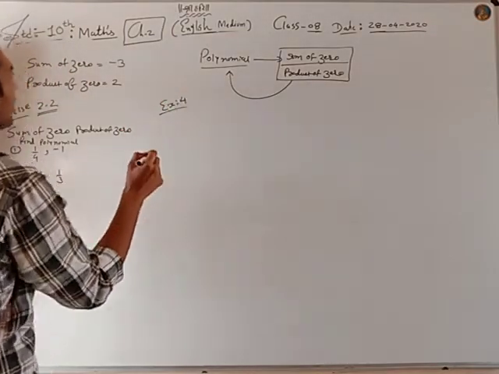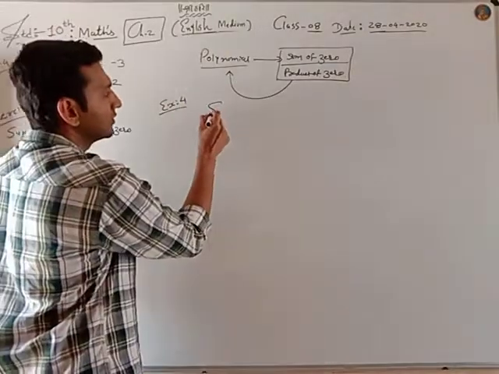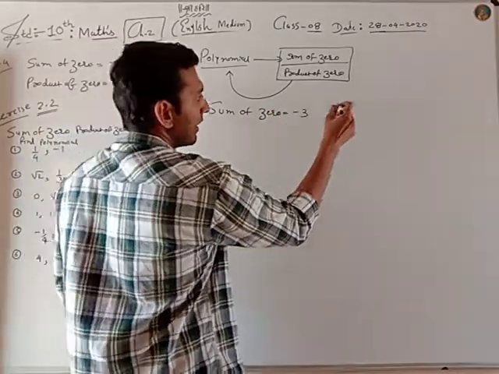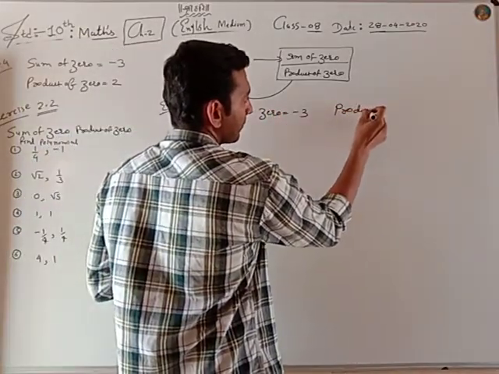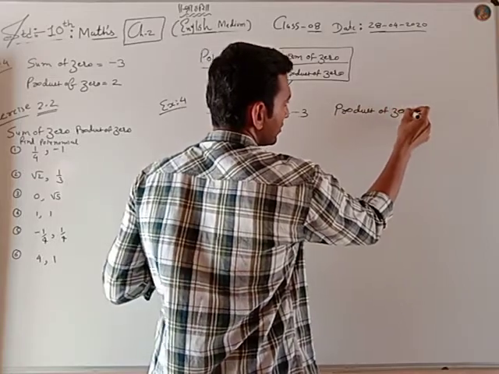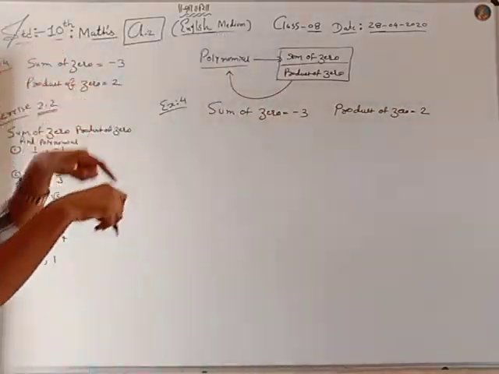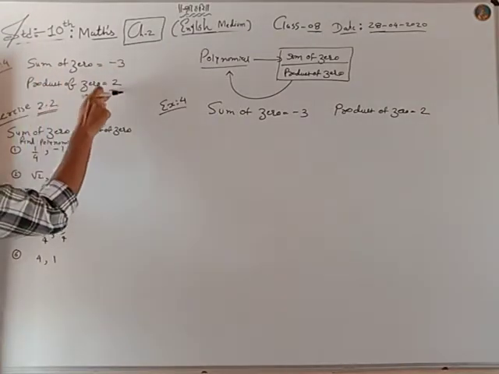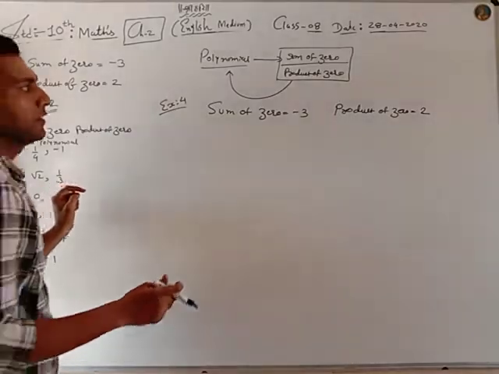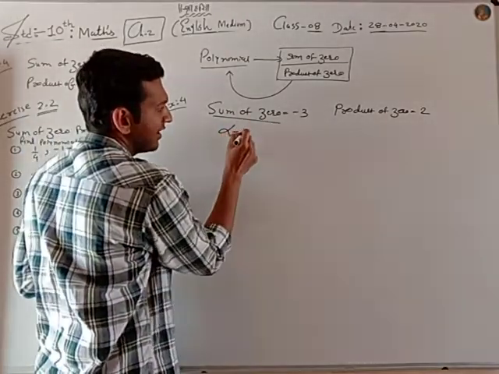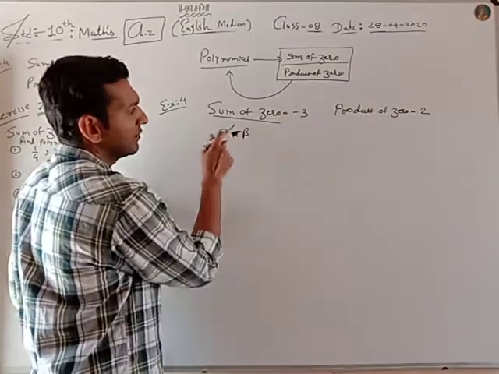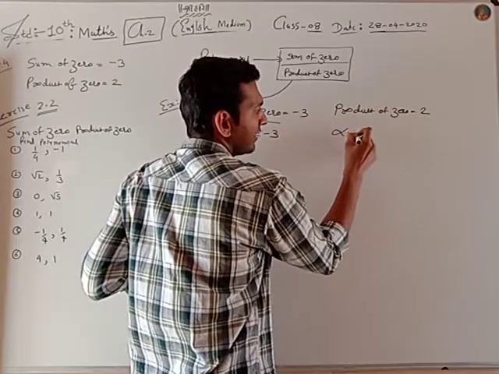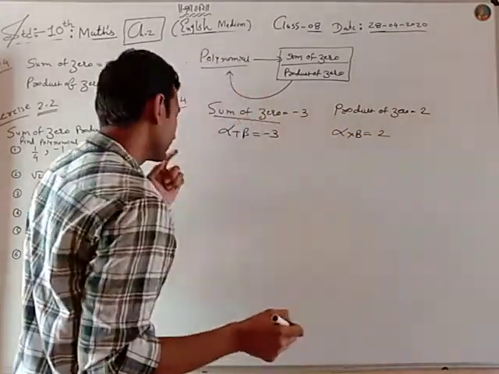Example number 4. The sum of zeros is -3 and the product of zeros is 2, and we have to find the polynomial. Sum of zeros means alpha and beta are my zeros, so alpha plus beta is equal to -3, and the product alpha into beta is equal to 2.